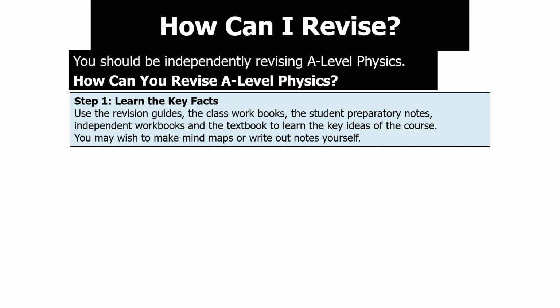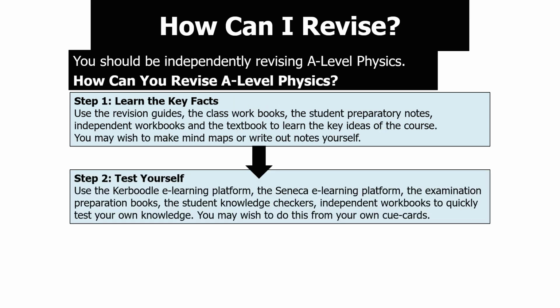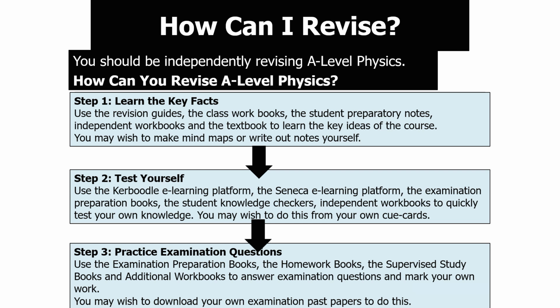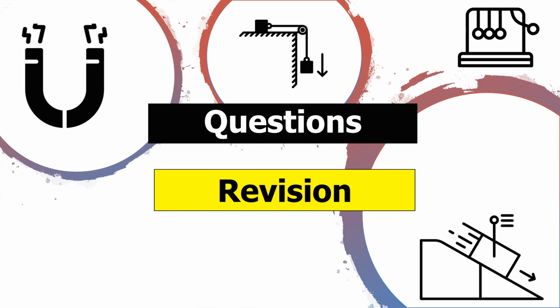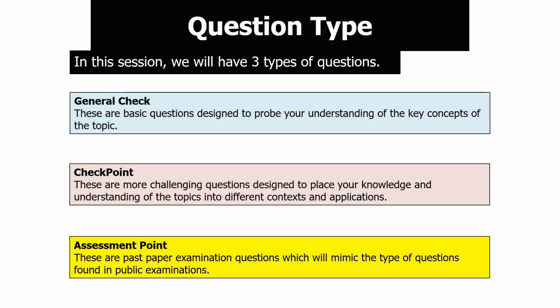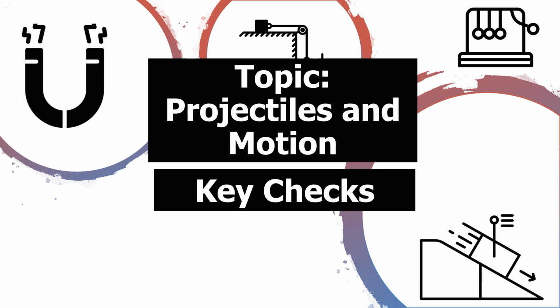So the three steps of learn the key facts, testing yourself and practicing exam style questions are how you should be revising for your AQA A-Level Physics exams. So in terms of revision, in this session we're going to be looking at two types of questions. The first are the general check questions, the basic questions designed to probe your understanding of the key concepts of the topic. We'll then be looking at assessment point questions, past paper examination questions, which will mimic the types of questions found in public examinations. So let's start off with our general check questions.